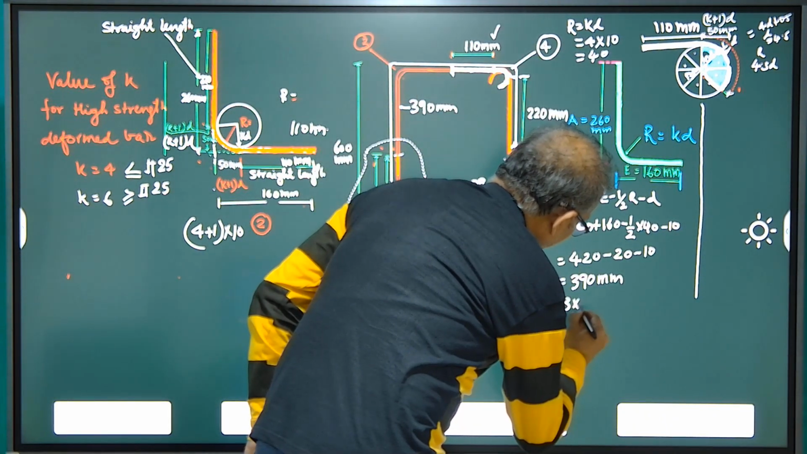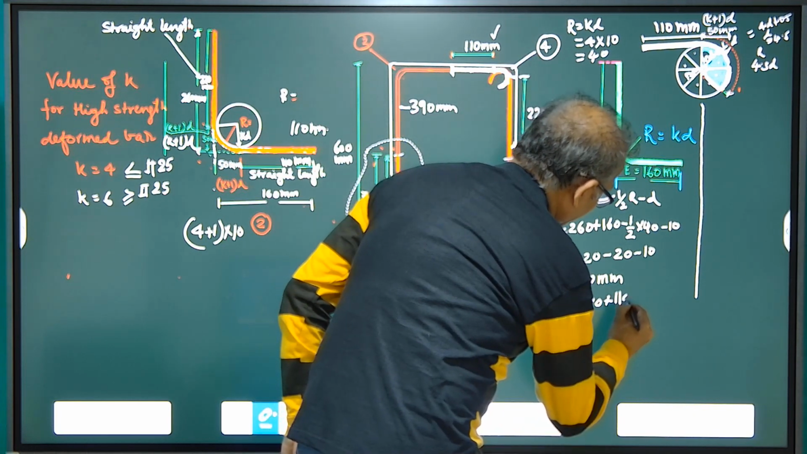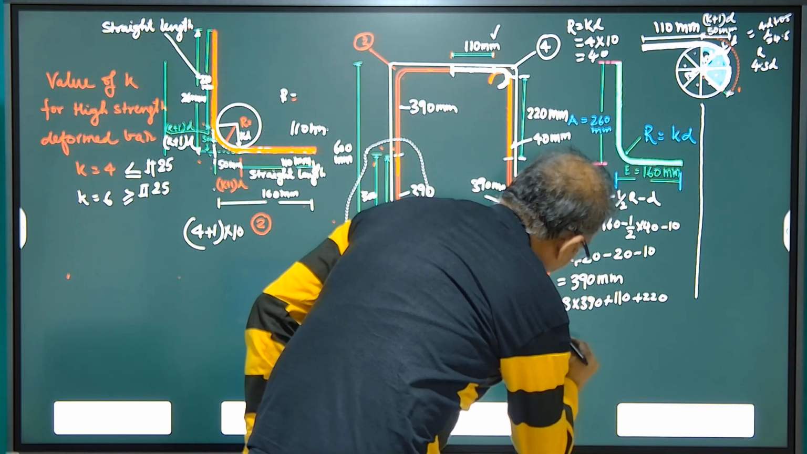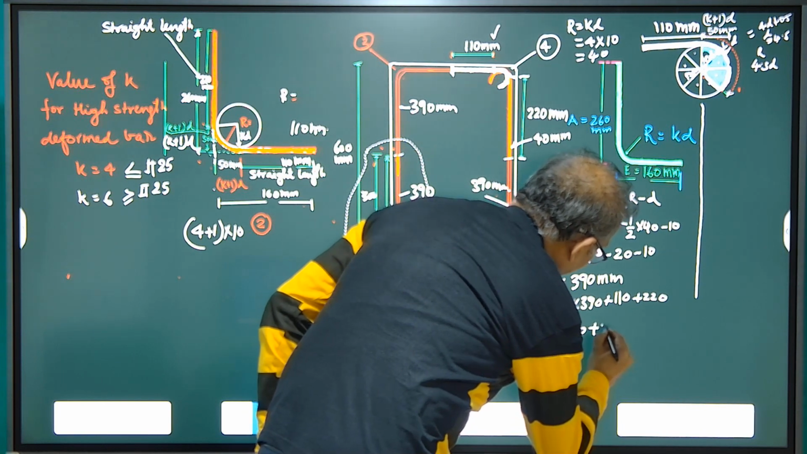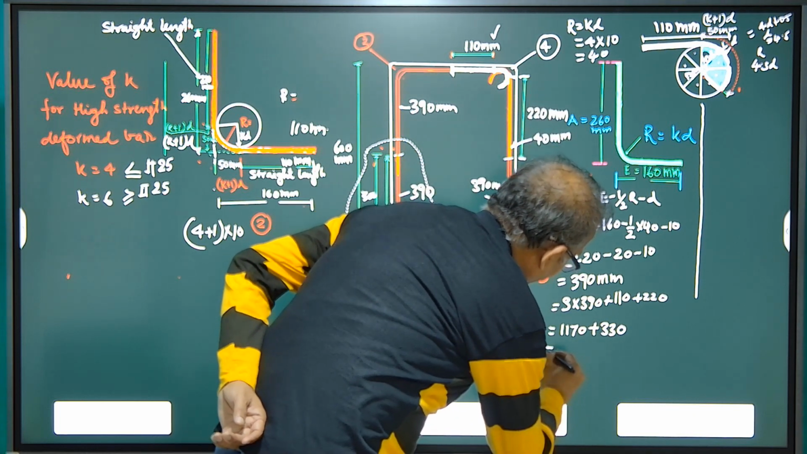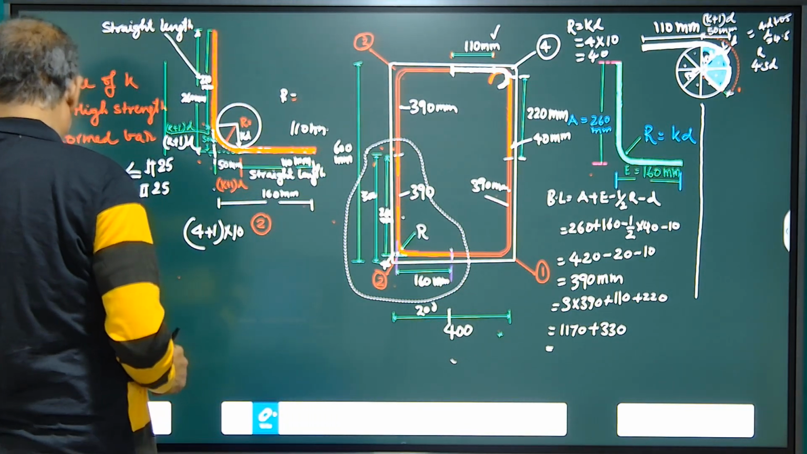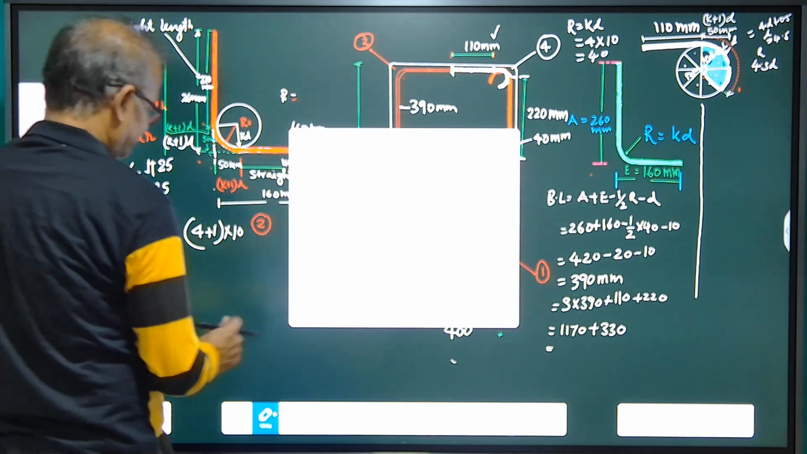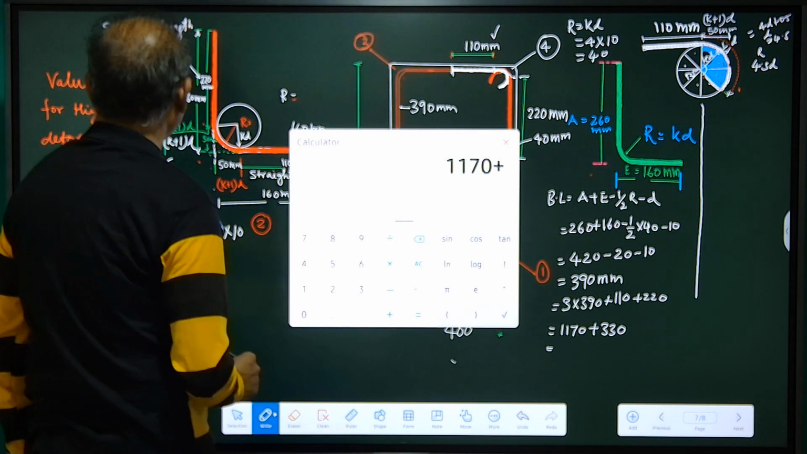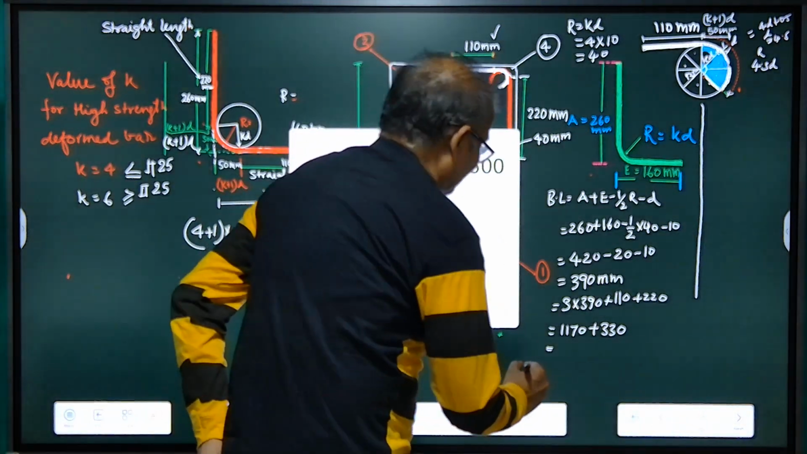So the total length will be 3 times 390 plus 110 plus 220. So 1170 plus 330, 1170 plus 330 will be 1500.